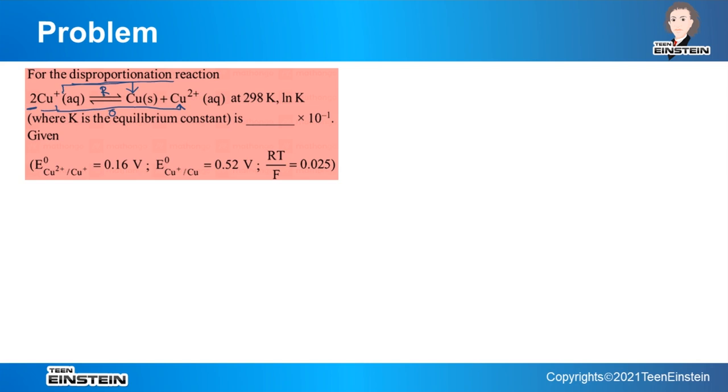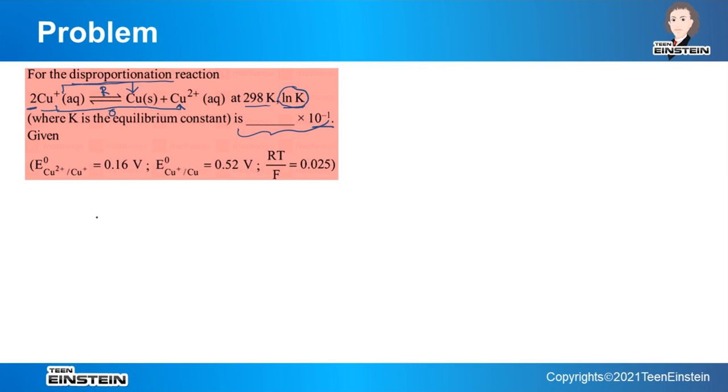For this disproportionation reaction occurring at 298 Kelvin, what is the value of ln K? Read the question very carefully. It is not asking for the value of K, it is asking for the value of ln K, and you are expressing it in a form with a dash and then 10 to the power minus 1. So you have to find the answer in this form, and then you can compare and say what the value of ln K will be when there is already a 10 to the power minus 1.